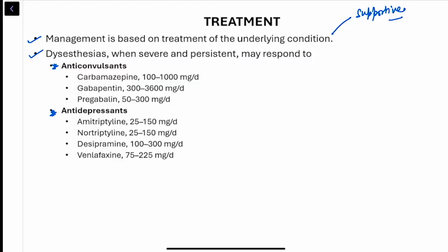So that is all about the symptoms of neuropathy, or these are certain special types of symptoms with which the patient complains to the OPD many a time.